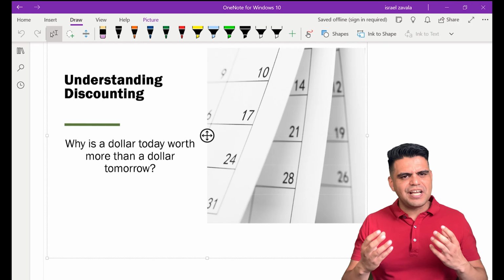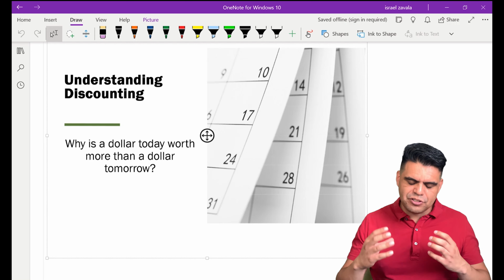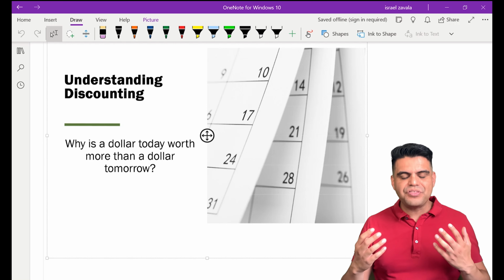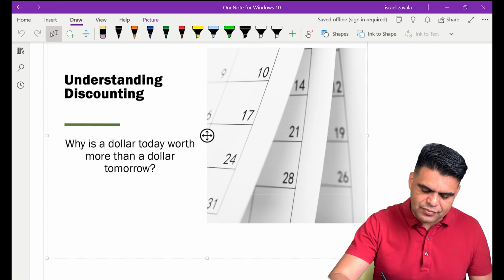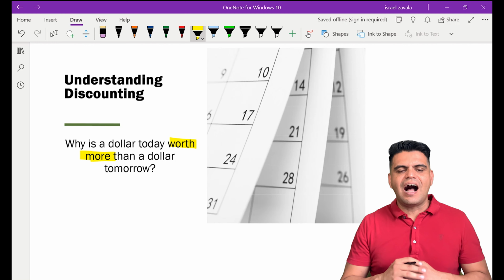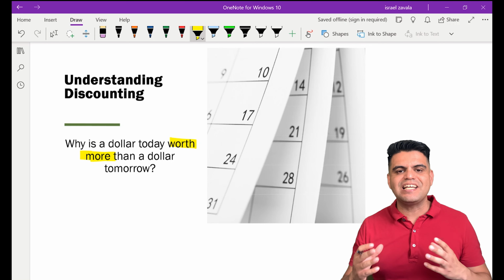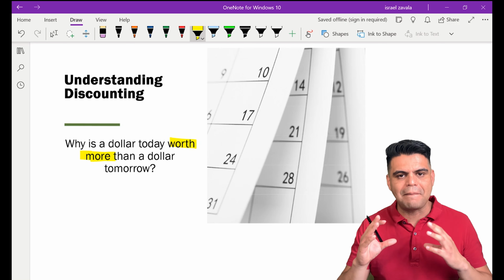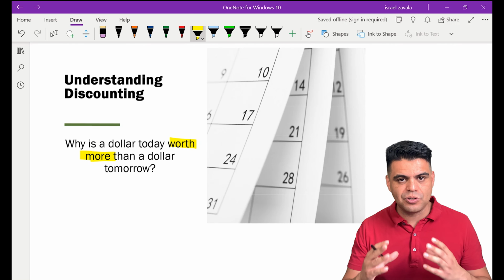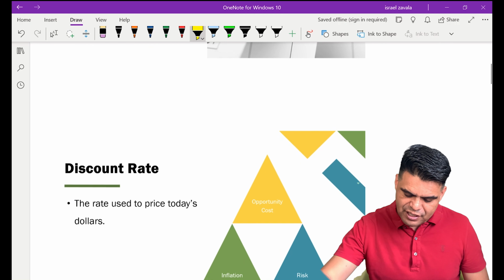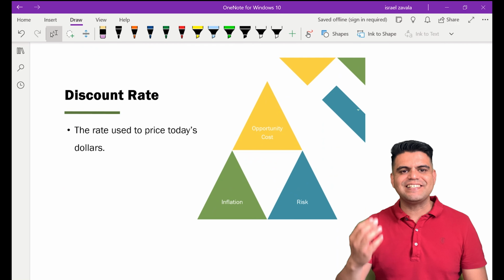So, understanding discounting. Why is $1 today worth more than $1 tomorrow? Now, one thing that is key here is that when we say, why is $1 today worth more? I want you to specifically think about value. Okay, value, not necessarily the dollar amount, but the value of that dollar. Okay, but before we get into understanding discounting, we need to understand the discounting rate.